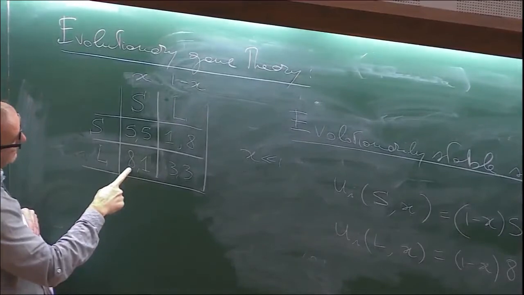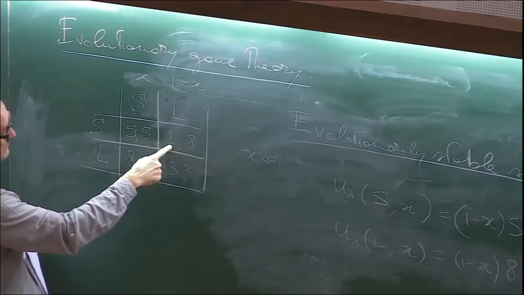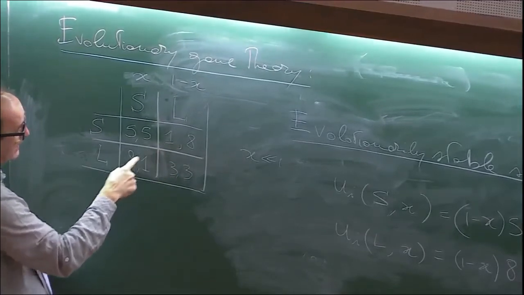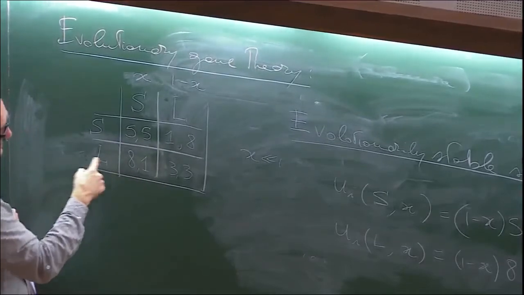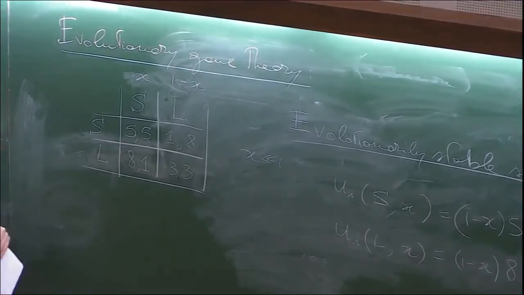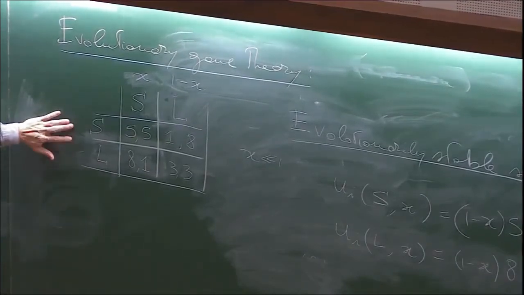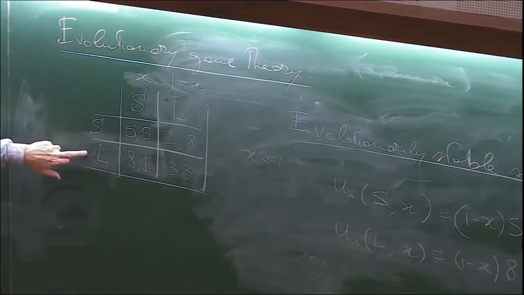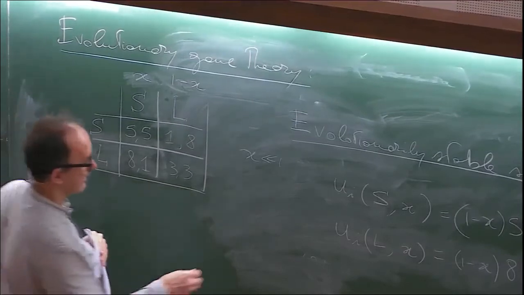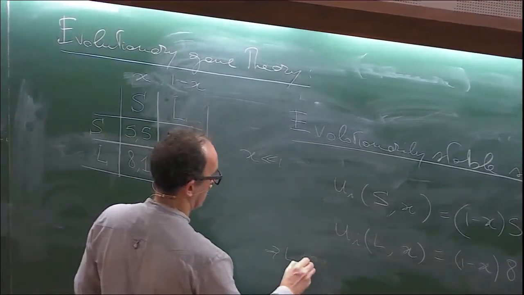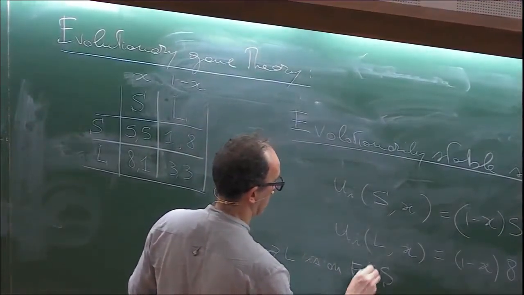And you see that small beetles get a smaller payoff anyway, because, again, this strategy is a dominant strategy in the analogous game. So L cannot be invaded by S, okay? So in this case, we would say that L is an evolutionarily stable strategy, okay?